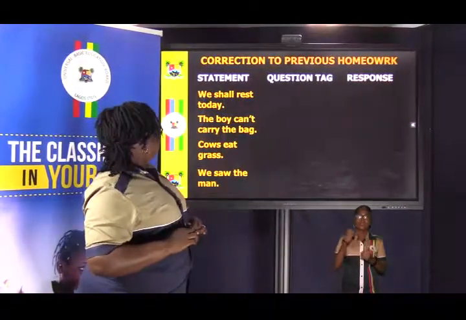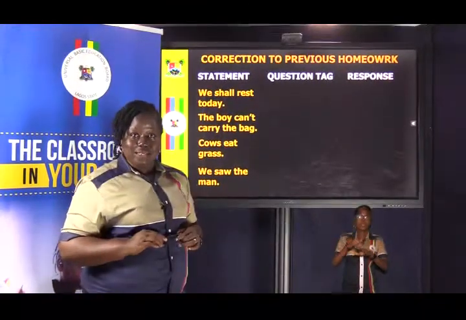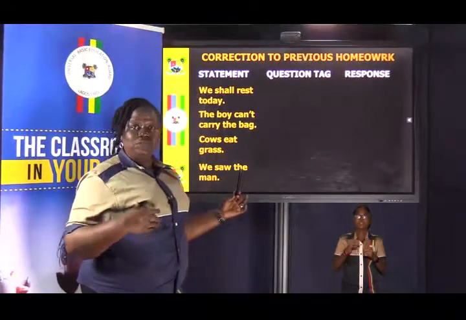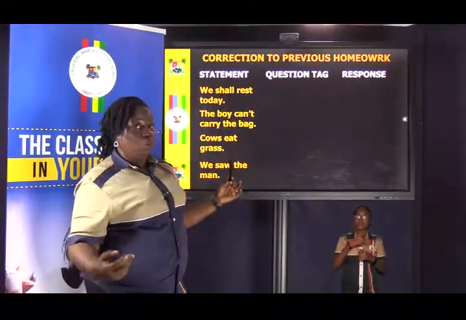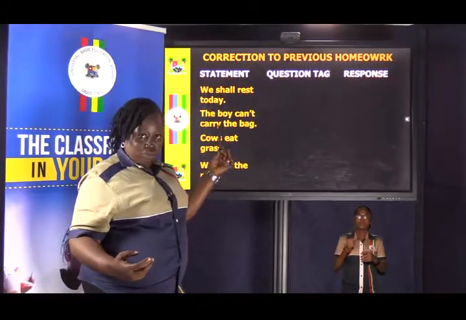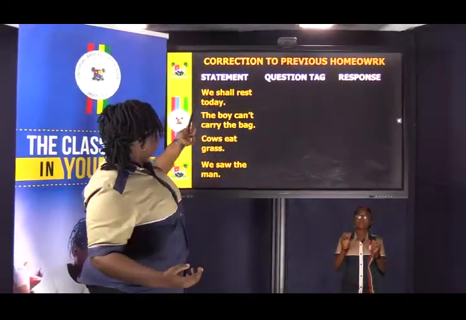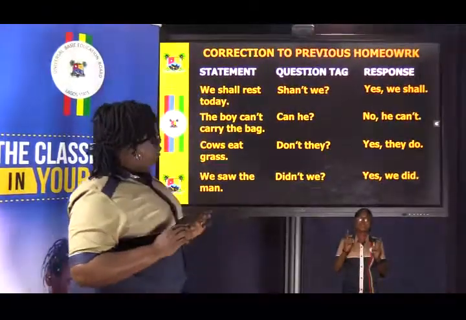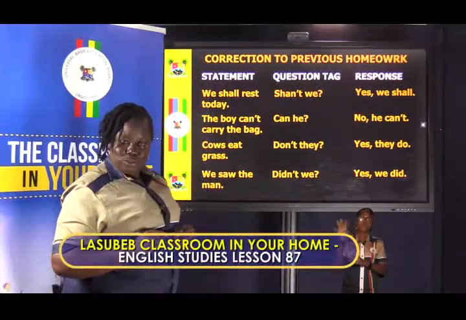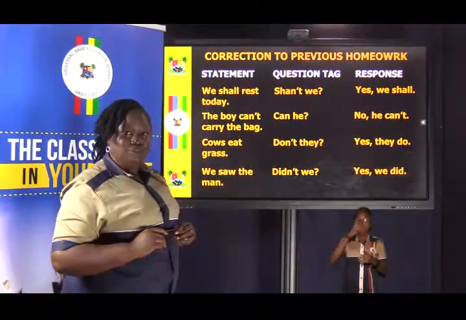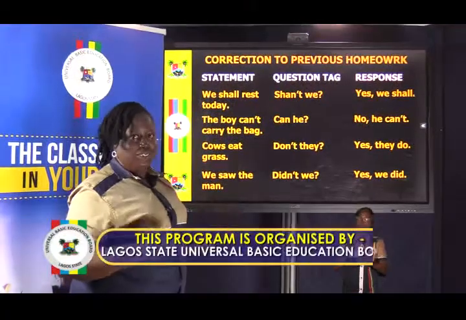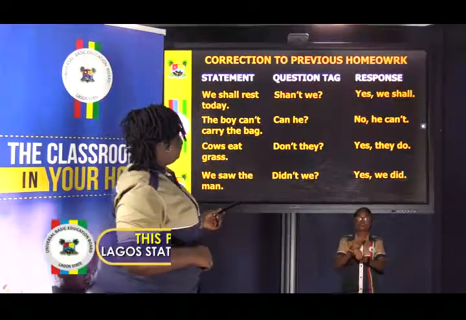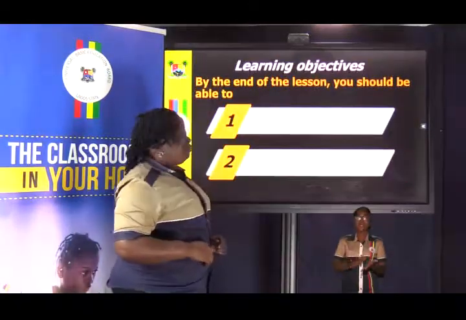In our last lesson, we looked at question tags and we talked about the statement. When it is positive, the response will be positive, while the question tag will be negative. You remember that? Okay, so correction to your previous homework. Auntie Fumi got 4 out of 4. What about you? I trust you, yes. You are awesome, totally. And you deserve to be celebrated with a cheer. Good job, you.